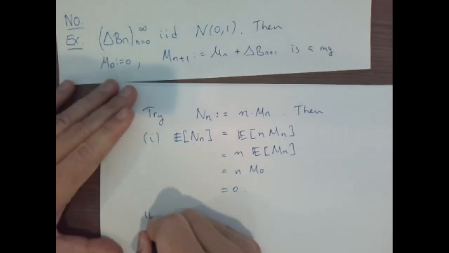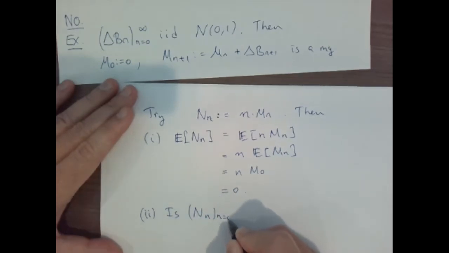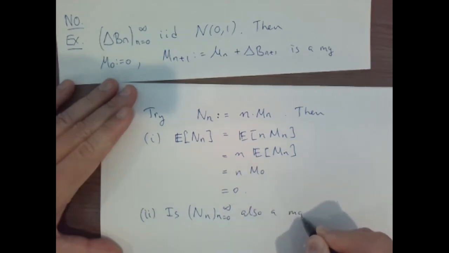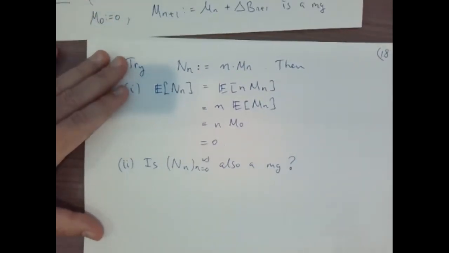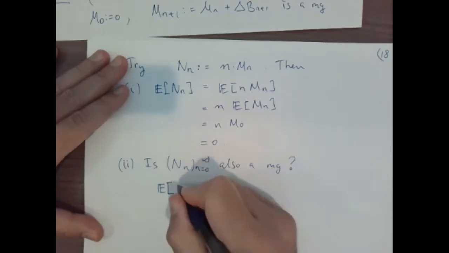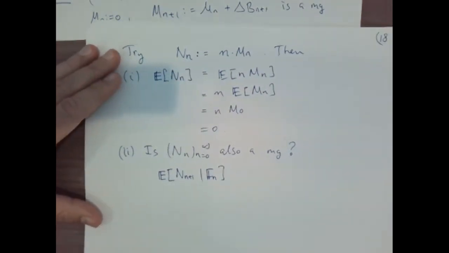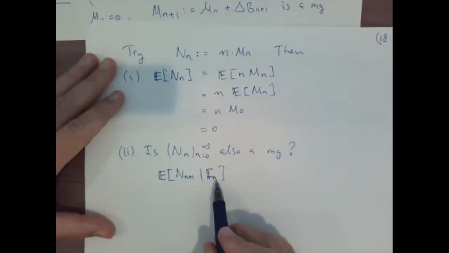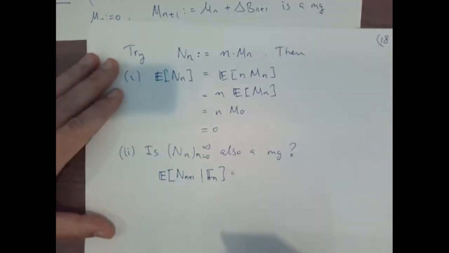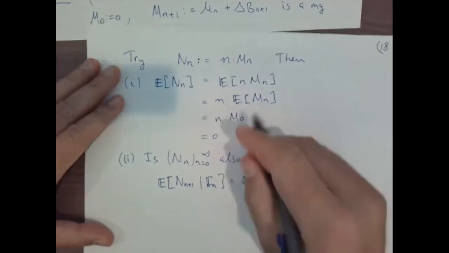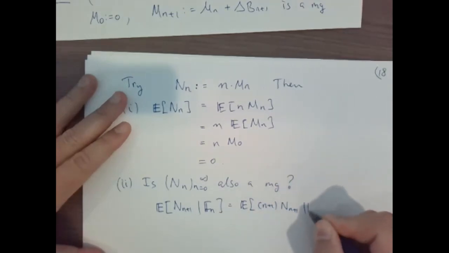What about the martingale property? Is N also a martingale? Well, let's try it out. If I compute the conditional expectation, so take it one step later, given F n, and see what I get. I'll plug in the definition again. So now I am at n plus 1, given F n.